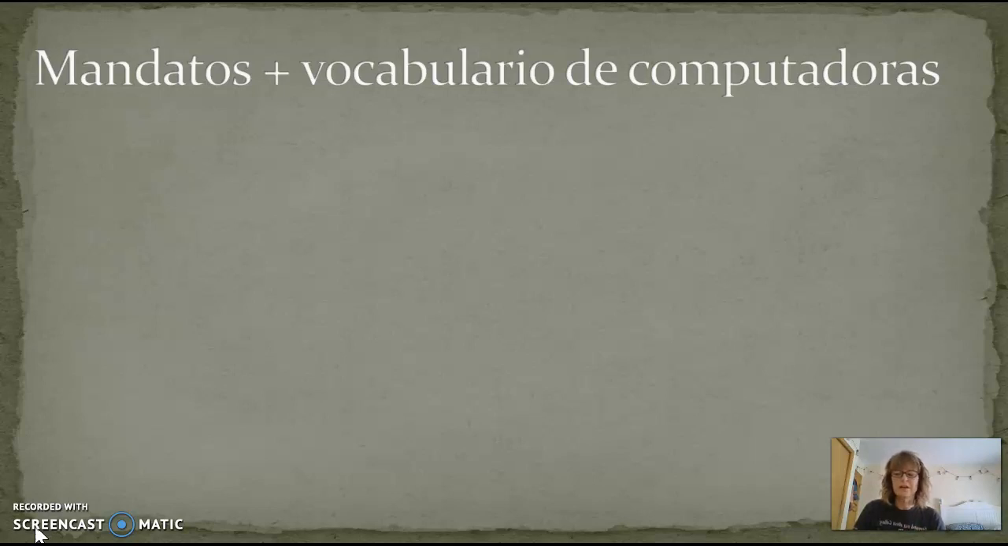And then the verb guardar, to save. Guar, you're going to hear the U in that one. It looks like the word guard, but it sounds a little bit different with the guardar.